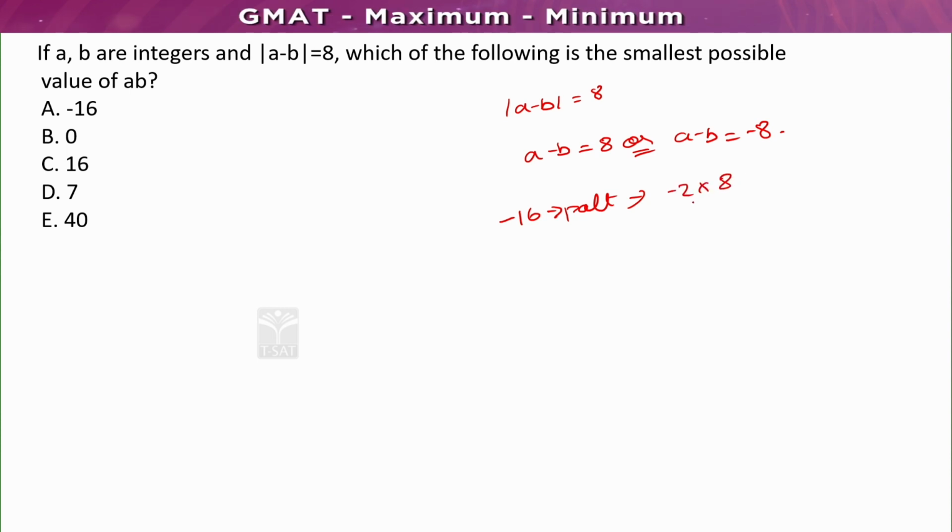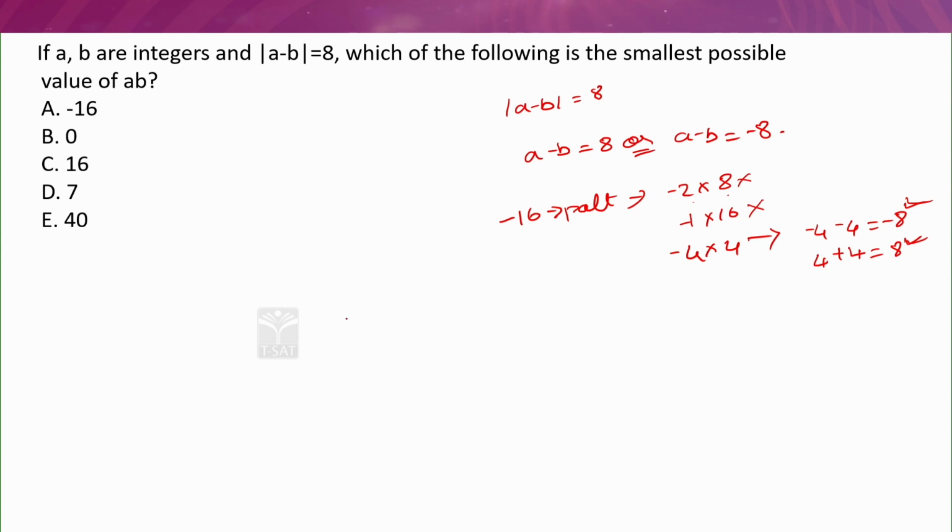Can you add or subtract these in any way to get 8? We cannot. Or it can be minus 1 into 16. This also is not a possible combination. It can be minus 4 into 4. And is this a possible combination? Let's check. If a is minus 4 and b is 4, then a minus b will be minus 8, so mod of it is 8. If a is equal to 4 and b is minus 4, a minus b will be plus 8, and this is also a possible combination. So minus 16 is a possible value and it is the smallest among all the options. So that is our correct answer.